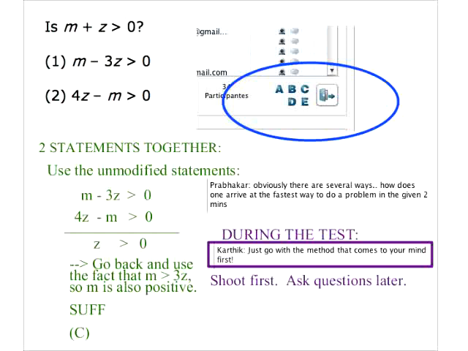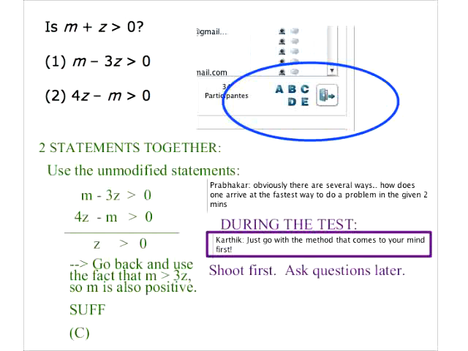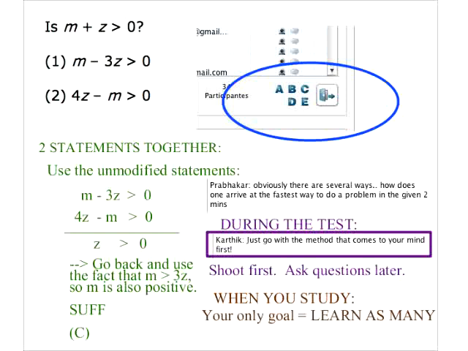And then when you study, you're also not really worried about this. When you study, your goal should just be to learn as many ways as you can without bothering to make any judgments about faster, slower, easier, harder, because who cares? If something is a method that works, then it's a method that works. So when you study, your only goal should be to learn as many ways as possible to solve the problems, because faster and easier are irrelevant, since those are just on a problem-by-problem basis.